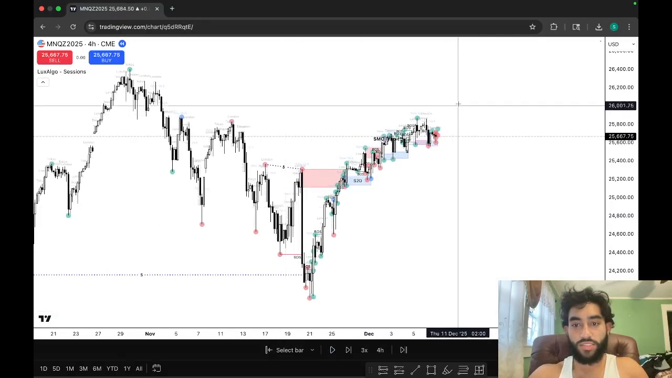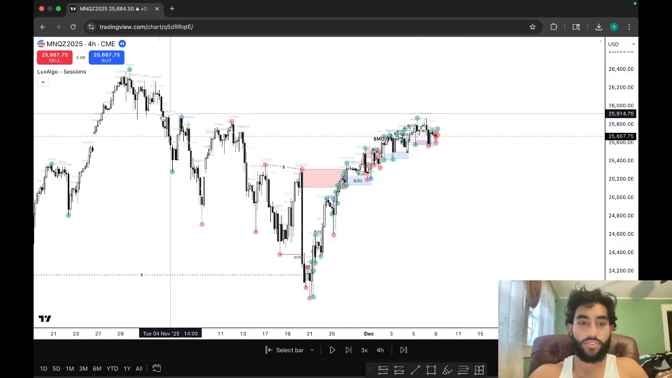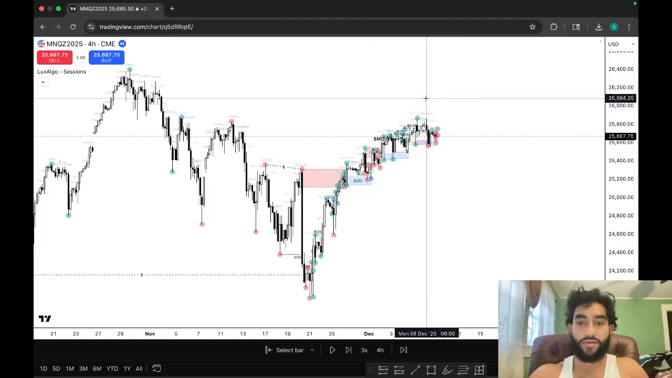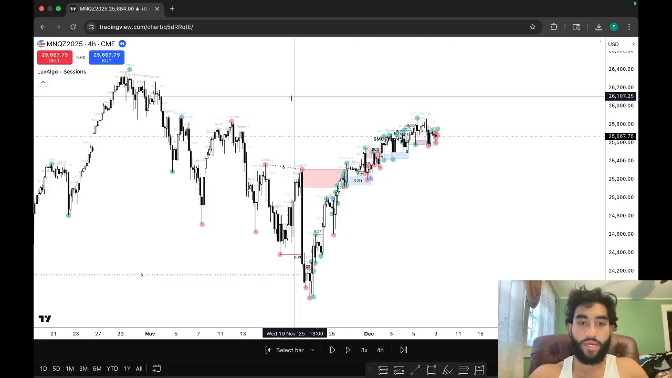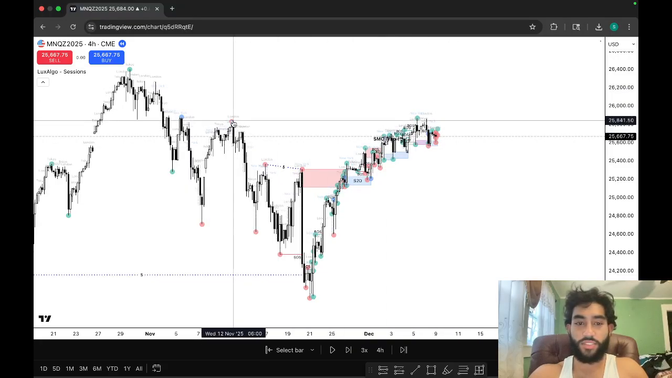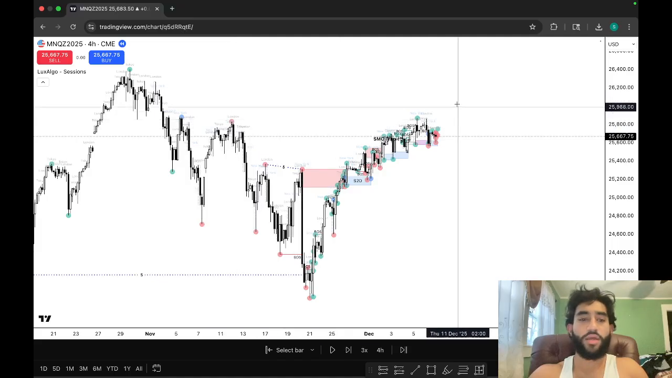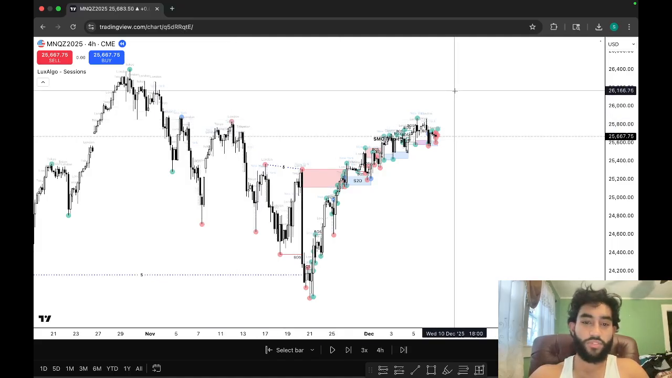We can see prices kind of in the middle of nowhere on the higher time frame. It's not really within a higher time frame POI, so just keep that in mind. Don't force any POIs. I'm not going to mark this out and then be like, that might be a POI. If it's not clear, leave it. Don't force anything. Don't force yourself to see things that aren't there.